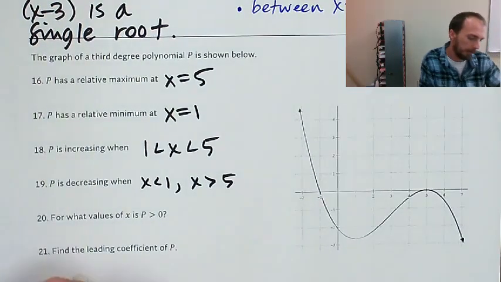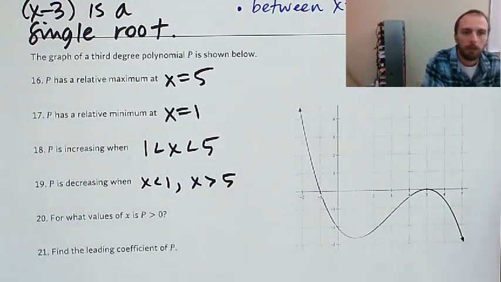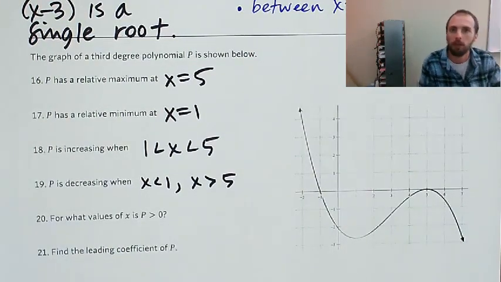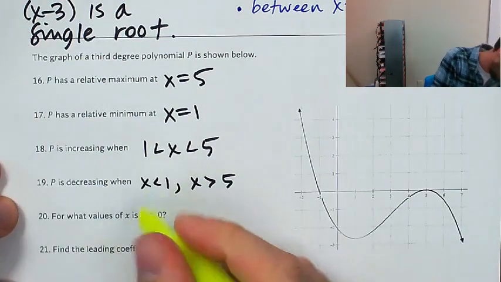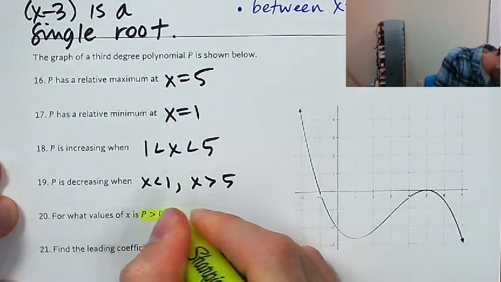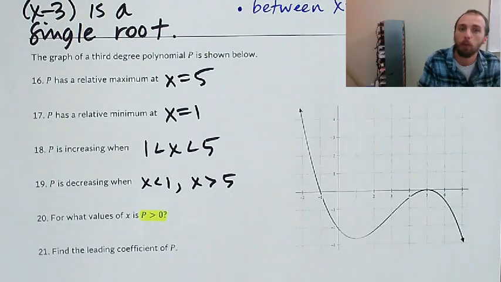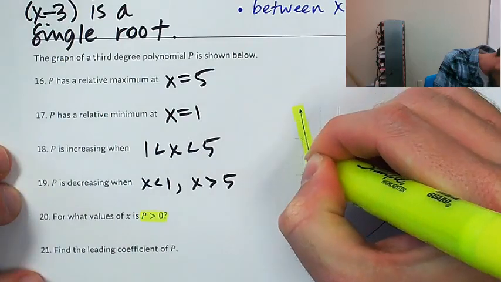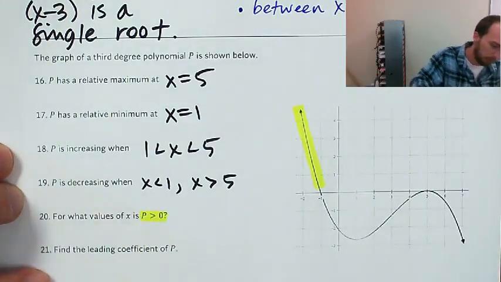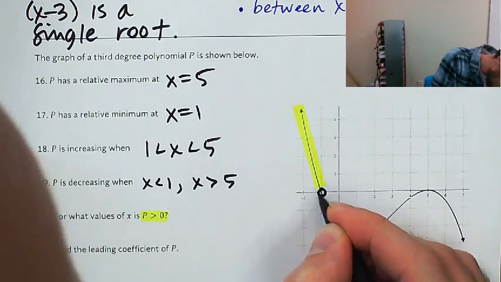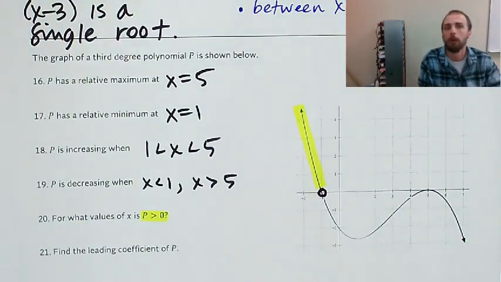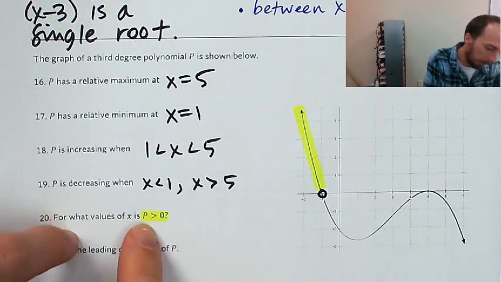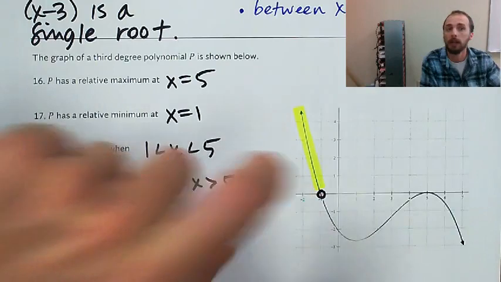For what values of x is p greater than 0? P, again, represents the y-coordinates, like f of x. We're looking for where this graph has a positive y-coordinate. So that would be right through here, but not there, because we want it greater than 0, not greater than or equal to 0. So in terms of x, all these x values less than negative 1.